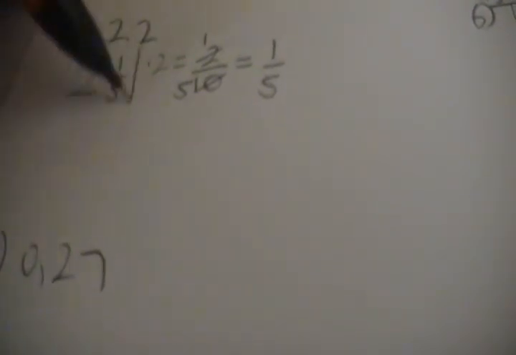Now from here we can reduce, right? So 2 becomes 1, and 10 becomes 5. So the answer is 1 over 5. So the final answer is going to be 2 and 1/5. Okay, let's try the next problem.